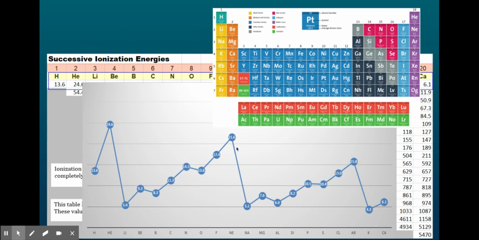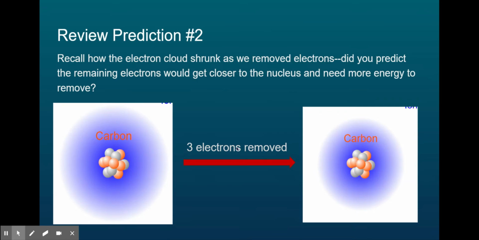Because we saw the same thing each time, right? We went all the way across a row with the ionization energies more or less increasing as we predicted, and then there was a big drop at the beginning of the next row.